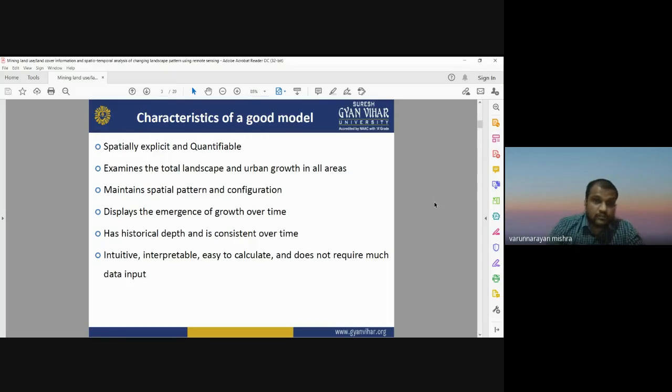It should also be incorporated in a good land change model, and it should be intuitive, interpretable and easy to calculate. Whatever results or models we run, it should be very easy to calculate. Whatever results are provided by the land change model should be interpretable, and it should not require much data input. So these are some characteristics that a land change model or urban growth model should have.